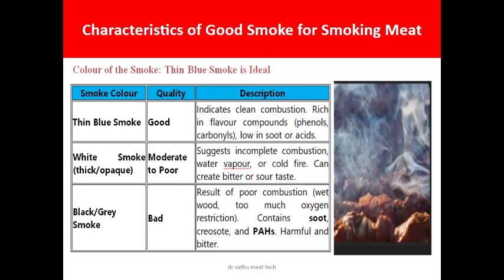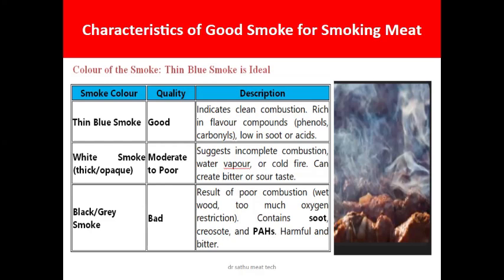Then another quality we can see is that sometimes the smoke may be gray or black in color. This again results from poor combustion, that is wet wood. The wood has more moisture, or it is green wood, or there are too many oxygen restrictions. The problem with this black or gray smoke is that it is very harmful when you inhale it. It contains soot or creosote.